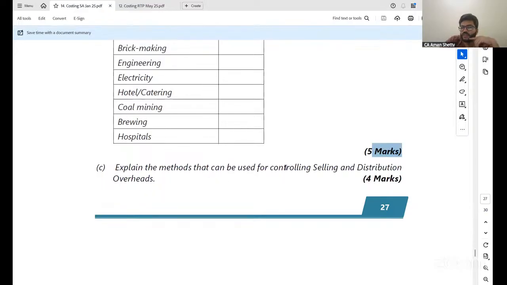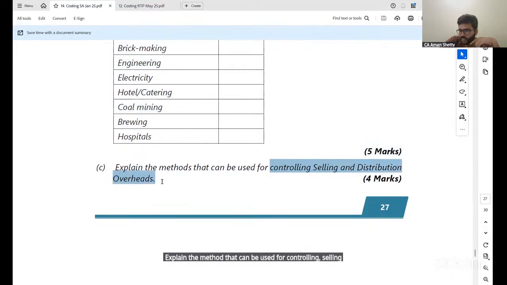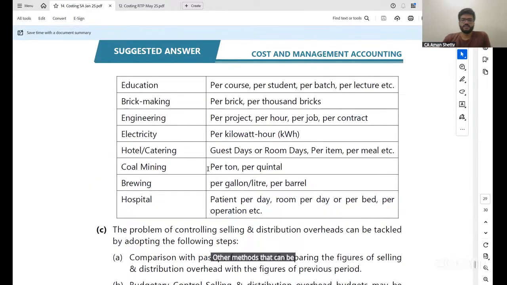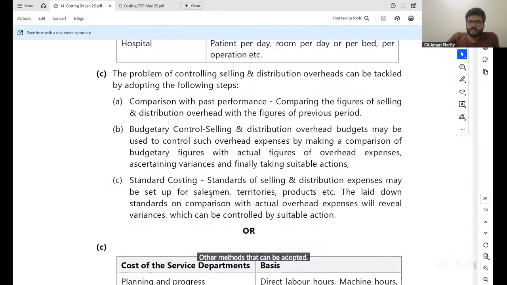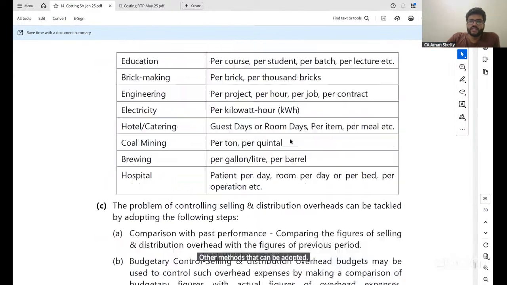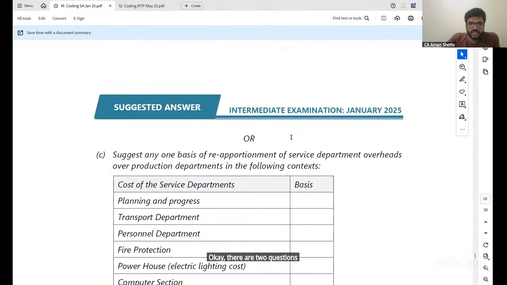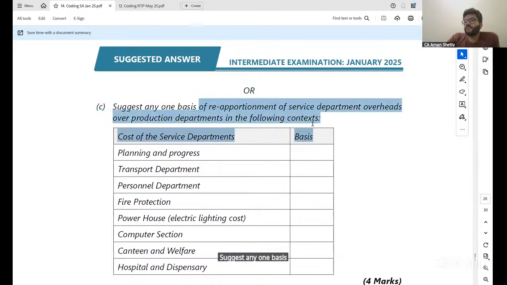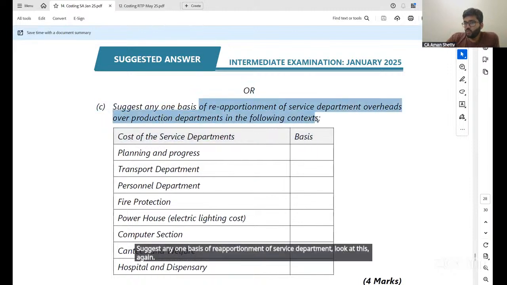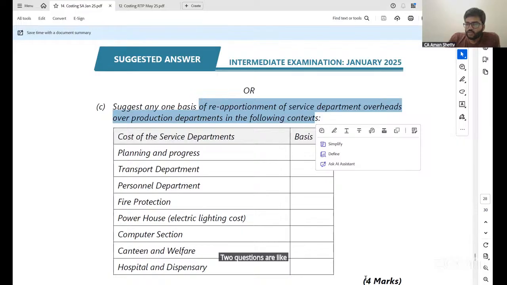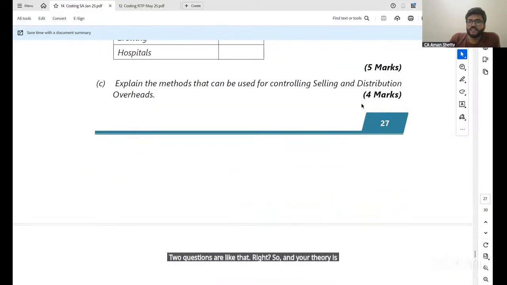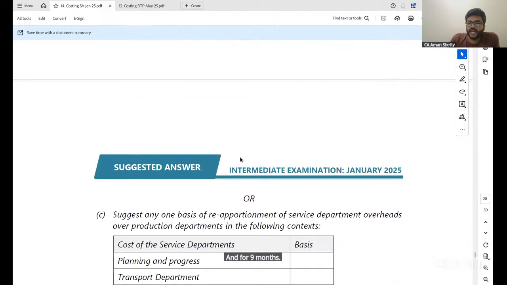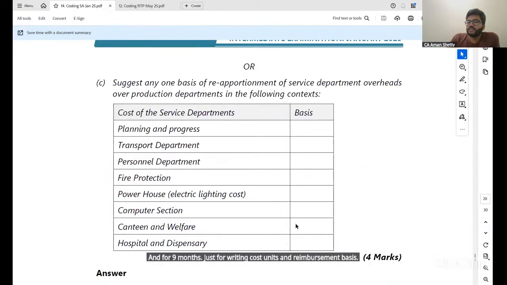Explain the method that can be used for controlling selling and distribution overheads. What are the methods that can be adopted? Okay, there are 2 questions. The second sub question: suggest any one basis of reapportionment of service department. Look at this again, 2 questions are like that, right? So your theory is not difficult. 4 marks here and 9 marks. It's just for writing cost units and reapportionment basis. Did you get it?